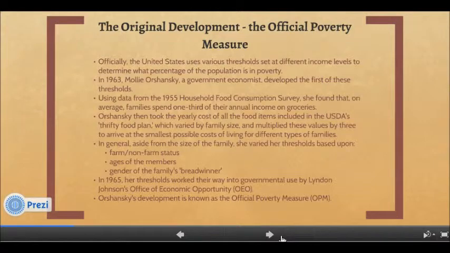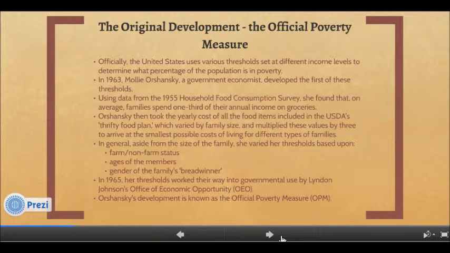From the 1955 Household Food Consumption Survey, Orshansky postulated that families spent approximately one-third of their total post-tax acquired income on food. Orshansky then took the price, as of 1963, of all the items included in the food plan for families of different sizes and multiplied these numbers by 3 to arrive at the smallest possible costs of living for each of these different categories of families.